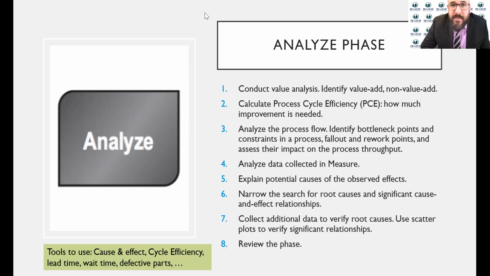And then the last step, you review the phase and see what the reflection of this phase is. Some of the tools that you would use are cause and effect diagram, cycle efficiency. Maybe we could use the lead time, the wait time, the defective parts. Also, you could do a scatter diagram, as many tools as you want, as long as you are able to analyze. So it depends on the situation.